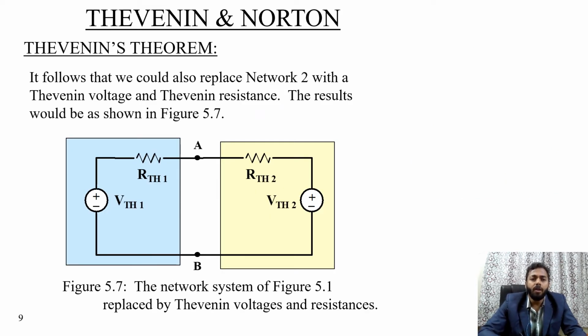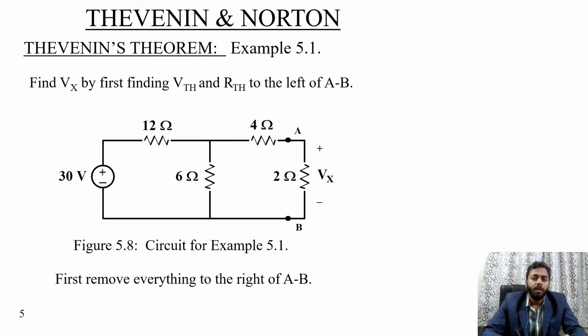So now Thevenin's theorem. It follows that we could also replace network 2 with the Thevenin's voltage and Thevenin's resistance. Let us assume if you have another circuit, you can also replace that one with the Thevenin's voltage and Thevenin's resistance, and after that you can solve the circuit. Okay, now let us take an example.